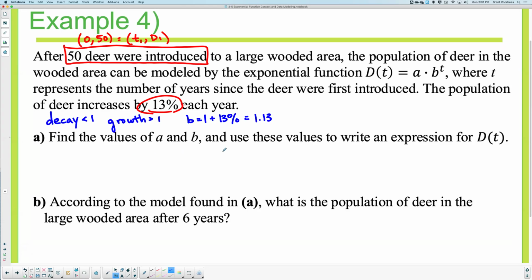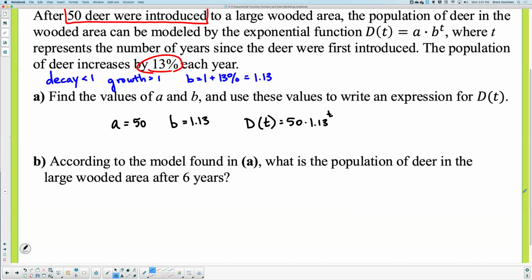Okay, so it says find the values of A and B and use these values to write an expression for d of t. Well, as we just said, our A is our initial amount, that's 50, and our base, as stated just right above, would be 1.13. So our equation could be d of t equals 50 times 1.13 raised to the power of t.